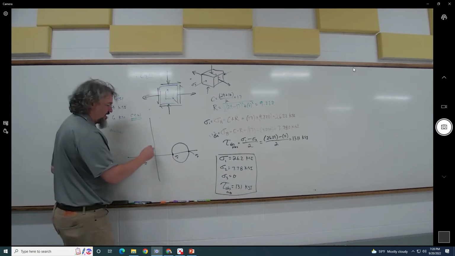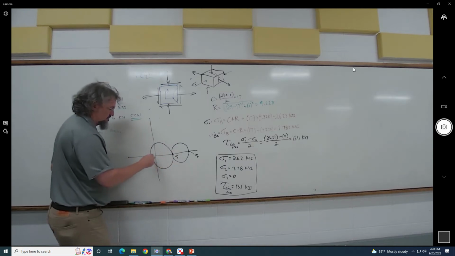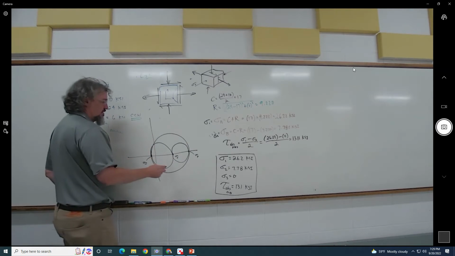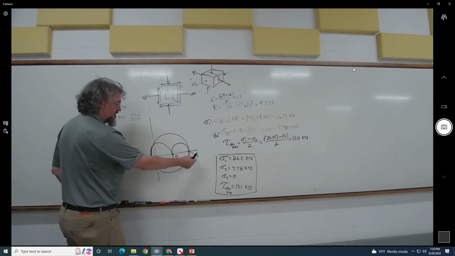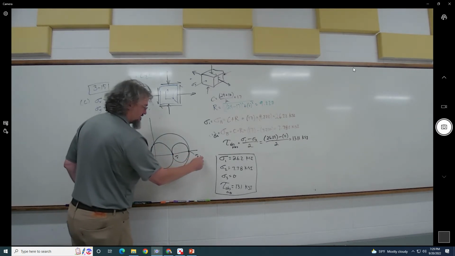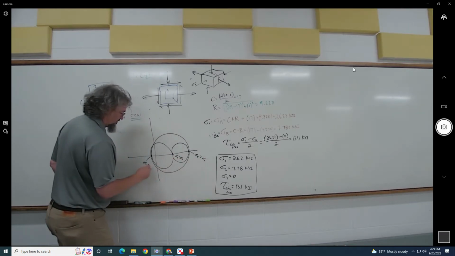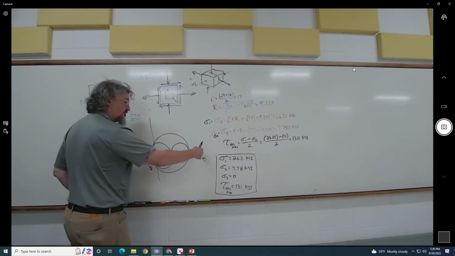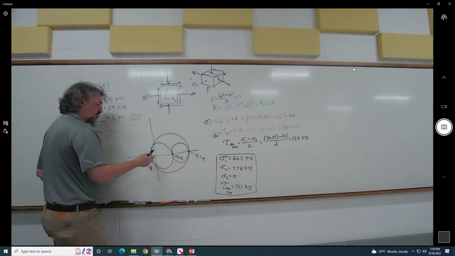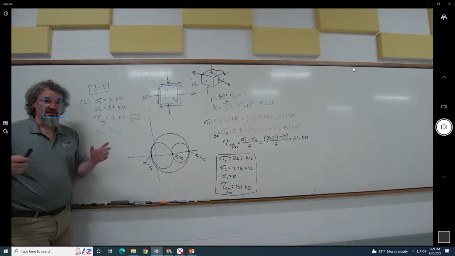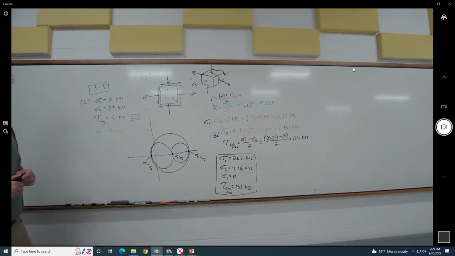Right, so now we don't have one that's zero. So here, this guy is sigma 1, this is sigma 2, and this is sigma 3. And they always go in that order. 1's the furthest over to the right, the third one's the furthest over to the left, and 2 is in the middle somewhere.